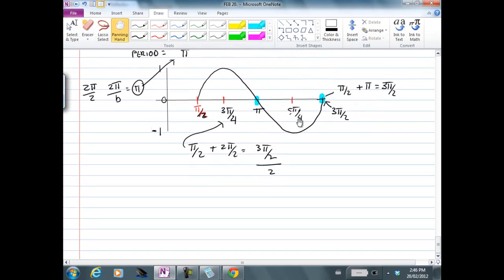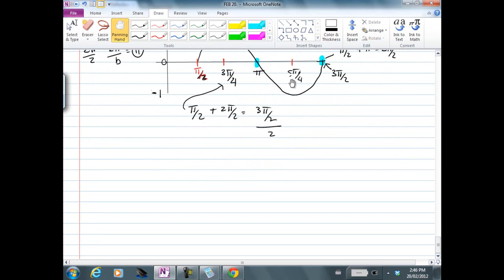Okay, I'm going to show you again. I'm going to add pi by 2 plus 2 pi by 2, which is 3 pi by 2. Then you're going to take this number, use a common denominator, and divide this by 2. So 3 pi by 2 divided by 2 equals 3 pi by 4, because we multiply by the reciprocal. Back in grade 8. So 3 pi by 4.